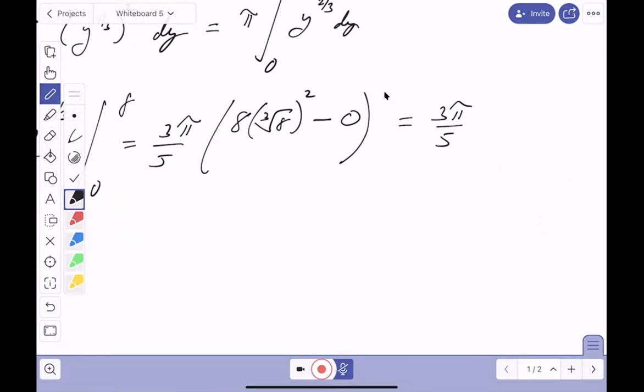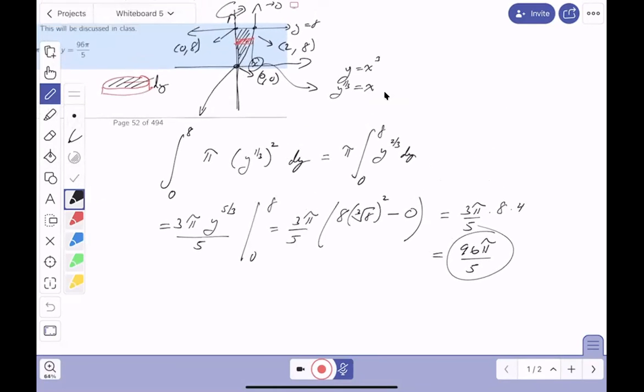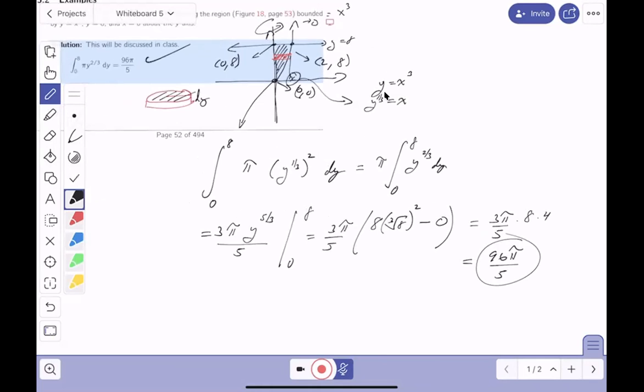That doesn't mean I can't make an error, by the way. So it's going to be times 8, and the cube root of 8 is 2, and 2 squared is 4. All right, let me do that arithmetic over here. Let's see what you're going to get. That's going to be 96 pi over 5. Let's take a look, see how we did. Wow, we got it. All right.